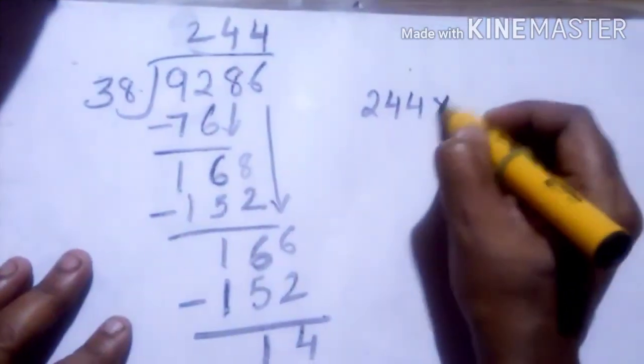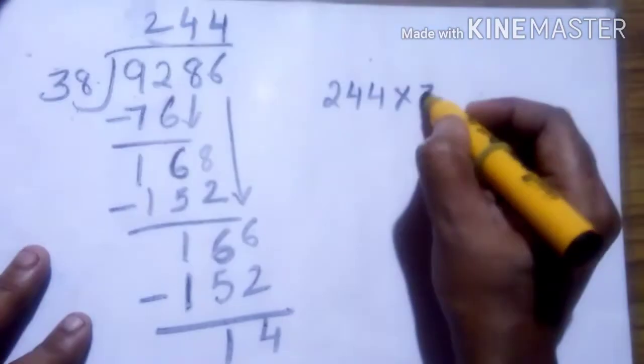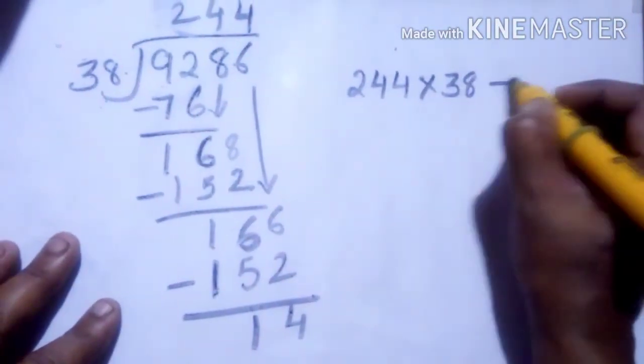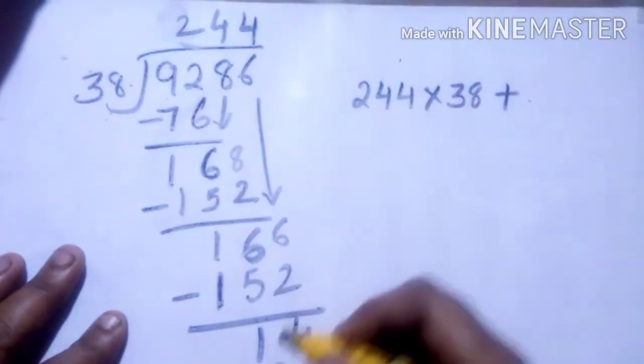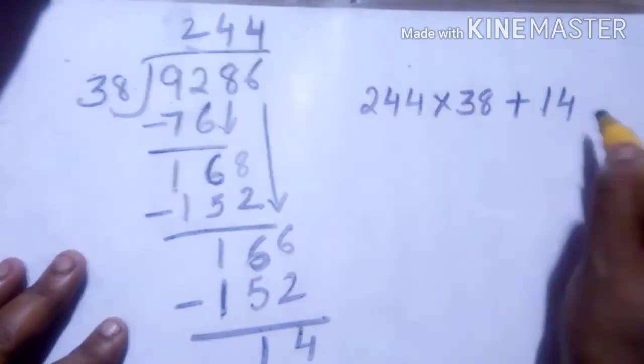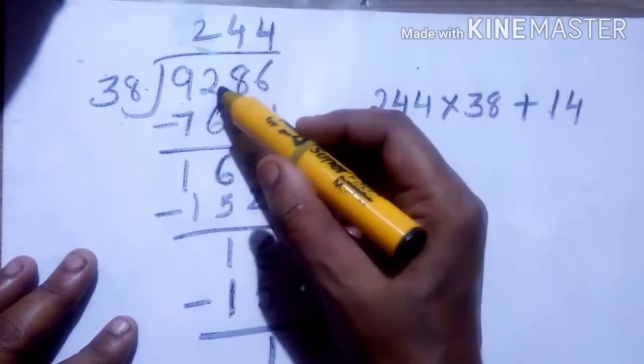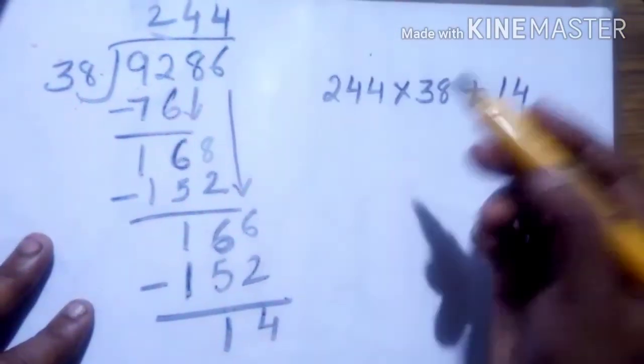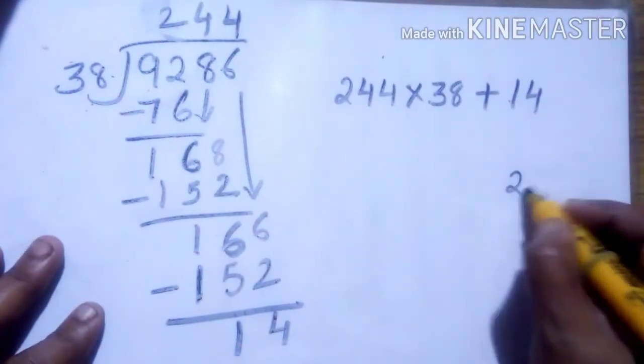into 38, that is the divisor, plus the remainder, that is 14. When you solve this, you should get 9286, that is the dividend. So let us check.